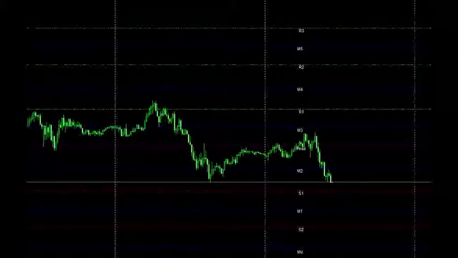They're basically a calculation based on the previous price. What we're looking at here are daily pivot points. Now you can use weekly pivot points, monthly pivot points, even yearly pivot points, but the most commonly used pivot point, of course, is the daily pivot.